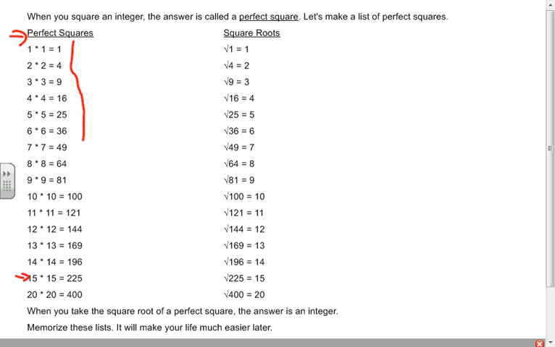If I do all of the perfect squares backwards, I get square roots. So, this one, for example, the square root of 4 is 2, because I need 2 2's to make a 4. The square root of 9 is 3, because in order to get 9, I need 2 3's. Okay? Pause here, finish writing down the rest of that list.